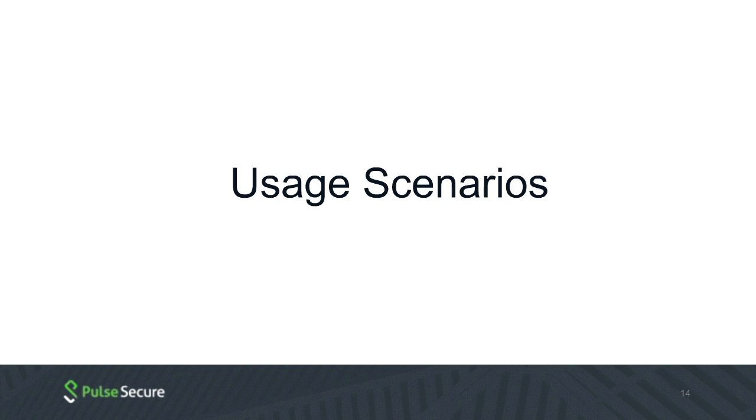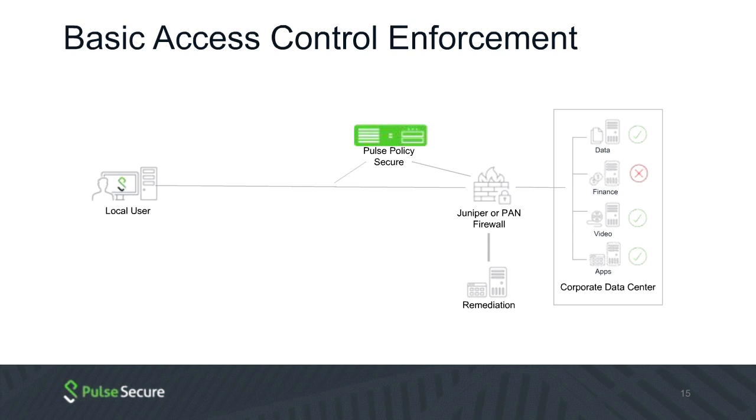So what does this look like in practice? The workflow is pretty simple. When a user connects to the network, regardless of how they get on the network, eventually they will send traffic through one of these firewall enforcement points. This can be a Juniper SRX firewall or one of the Palo Alto Networks firewalls.